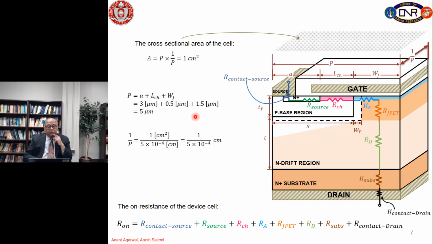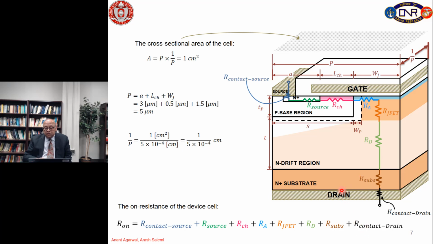So, the half pitch of this cell, P, is 5 microns, as you can see from the picture, and various dimensions have been given to us, and 1 over P is simply this number here in centimeters. Again, the total on resistance is the channel resistance plus the accumulation layer resistance, which we will neglect, JFET resistance, drift layer resistance, substrate resistance, plus we have added the contact resistance of the drain side.